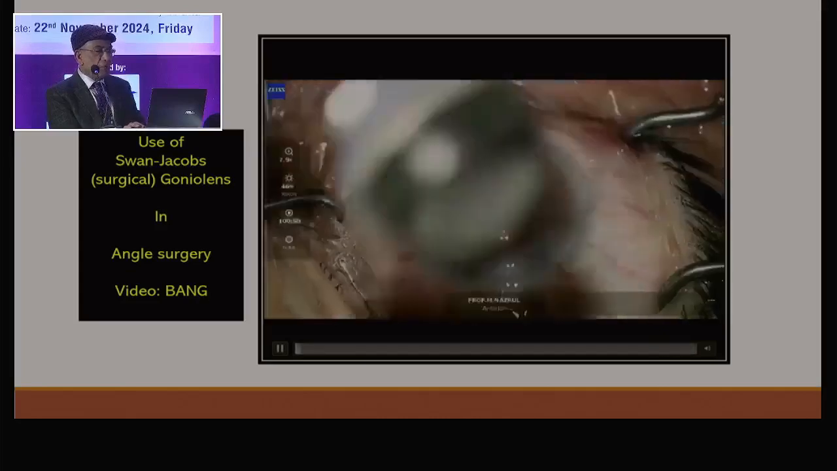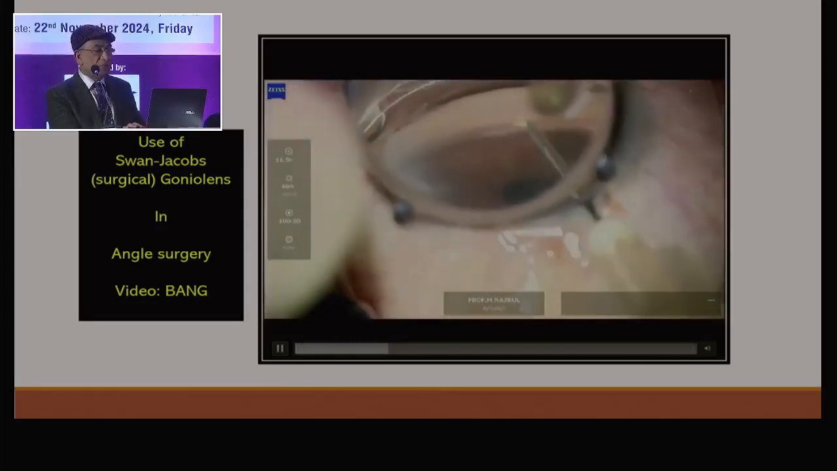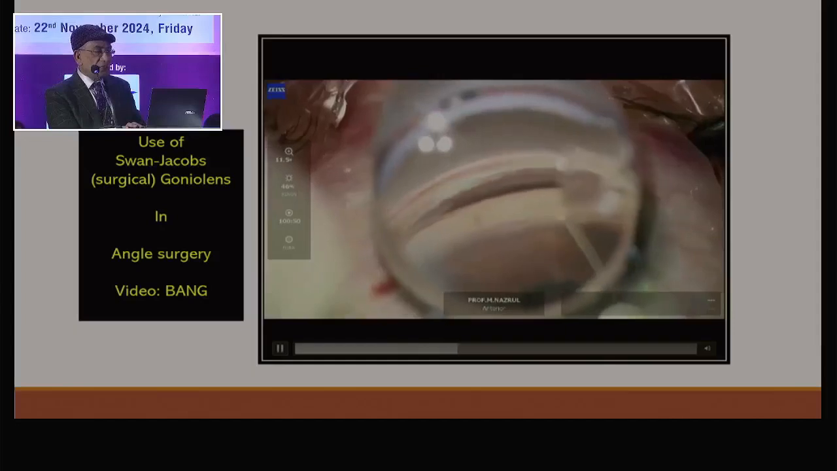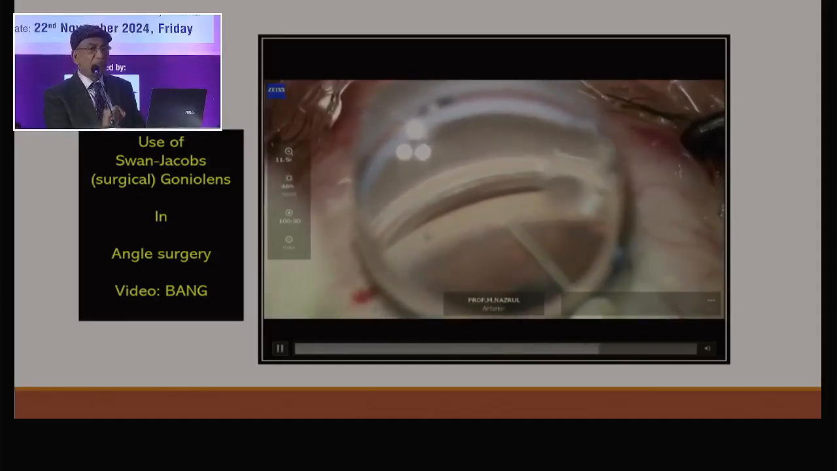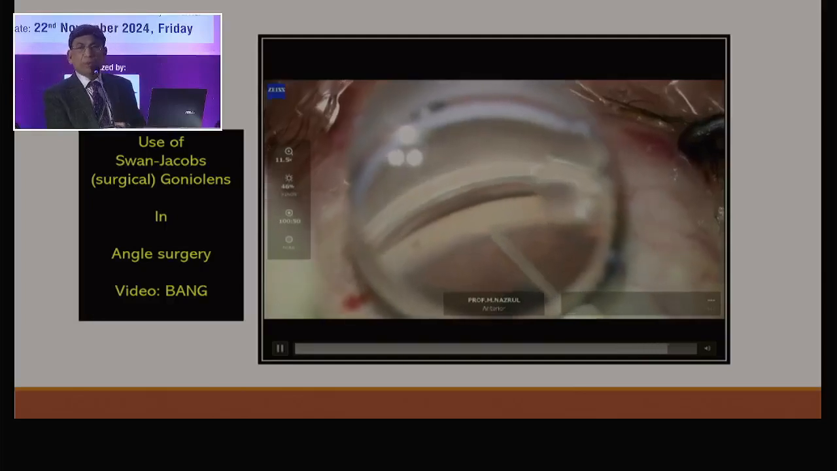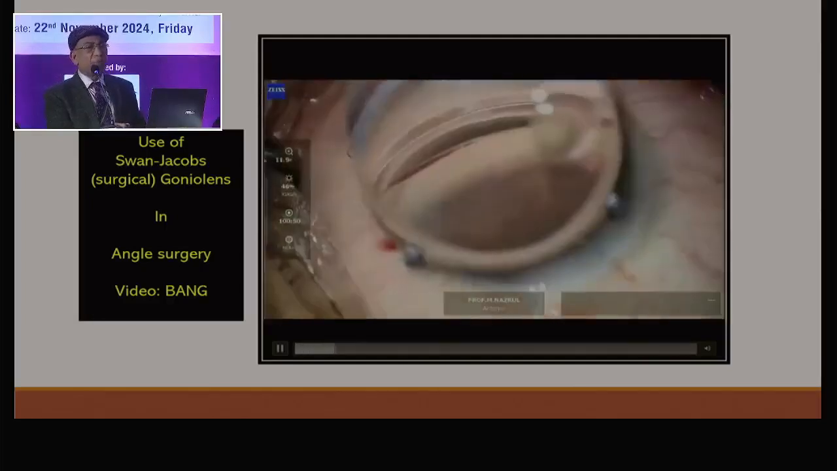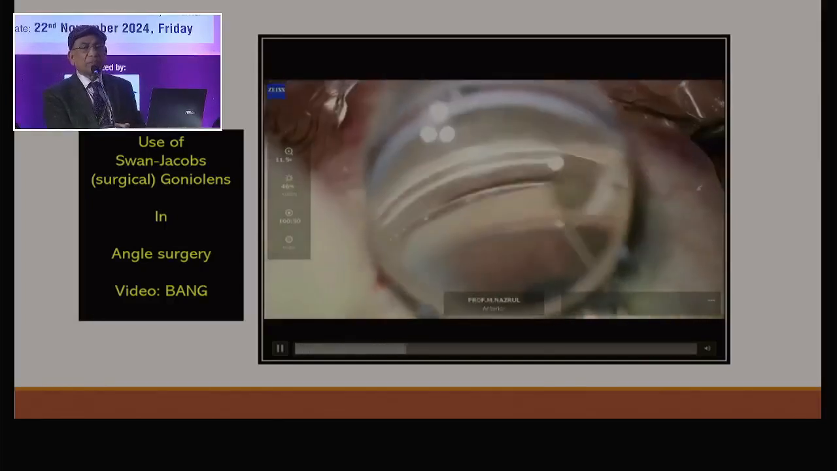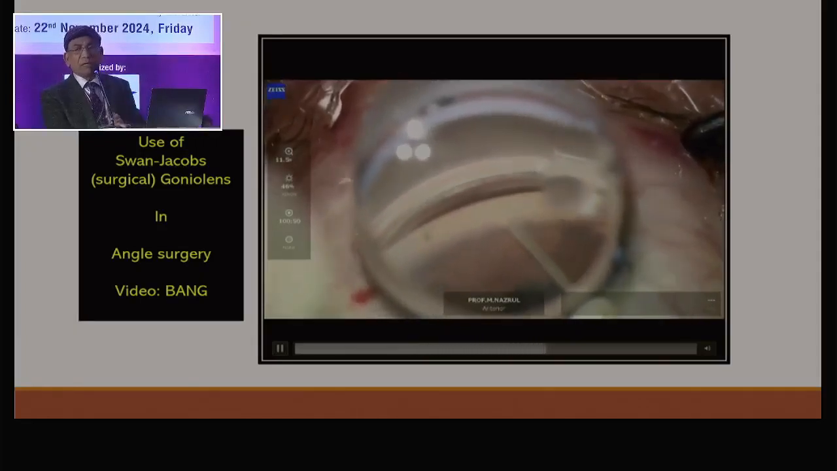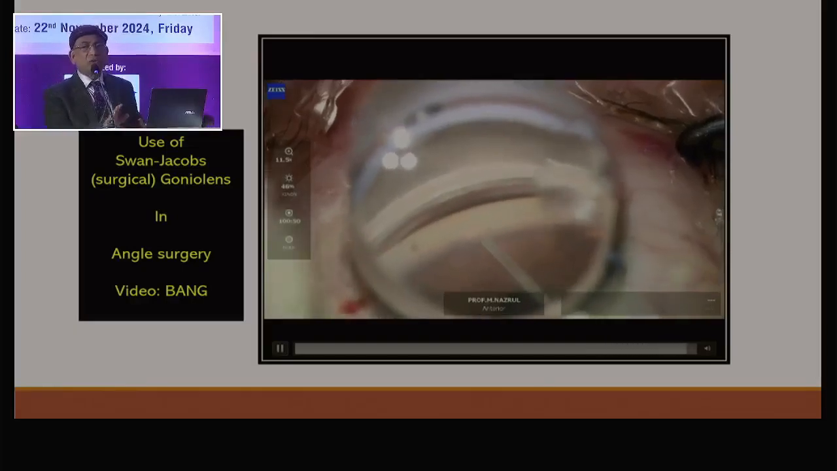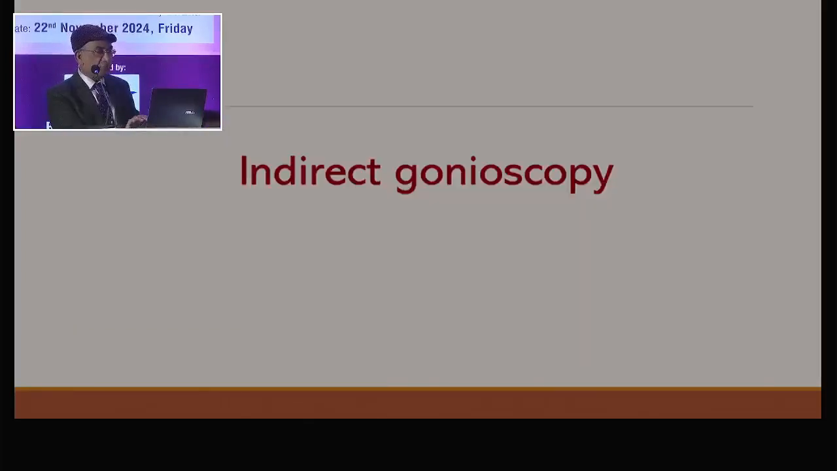You can see here I am using a bent 27G needle and excising the trabecular meshwork. So this is one of the very cheap MIGS. It is the BANG surgery, very popular now throughout the world. It was first published by Dr. Shaibani from America. The idea came from America, but it is now being used in Bangladesh, India, Nepal, and many places. It is very popular because it does not cost anything. That is very important.